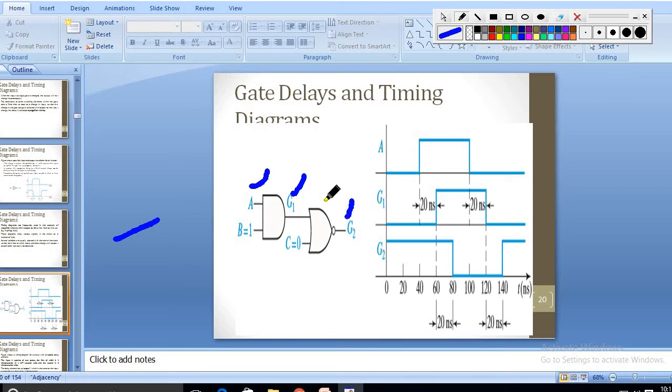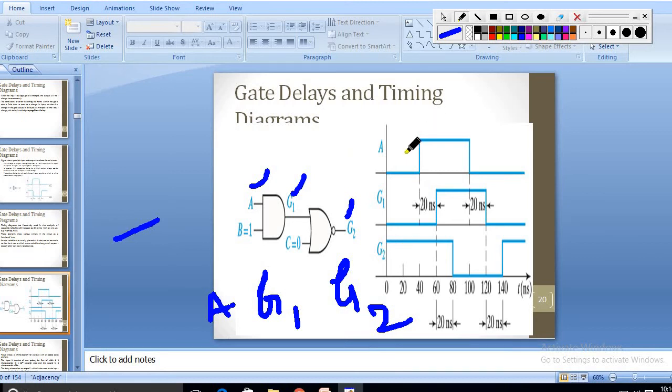G2 will always change with respect to G1. So A, and G1 and G2 are interdependent, right? G1 is dependent on A, because however A changes, G1 will change. However G1 changes, G2 will change. Like that they are interlinked. Because B is equal to 1 and C is equal to 0, these conditions are constant, so G1 always changes according to A. G2 is interlinked to G1. However G1 reacts, G2 will react like that. It is a chain link or interlink.